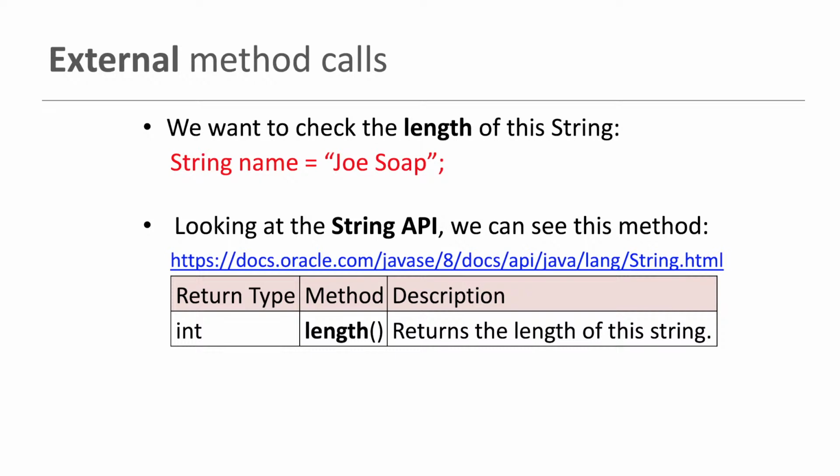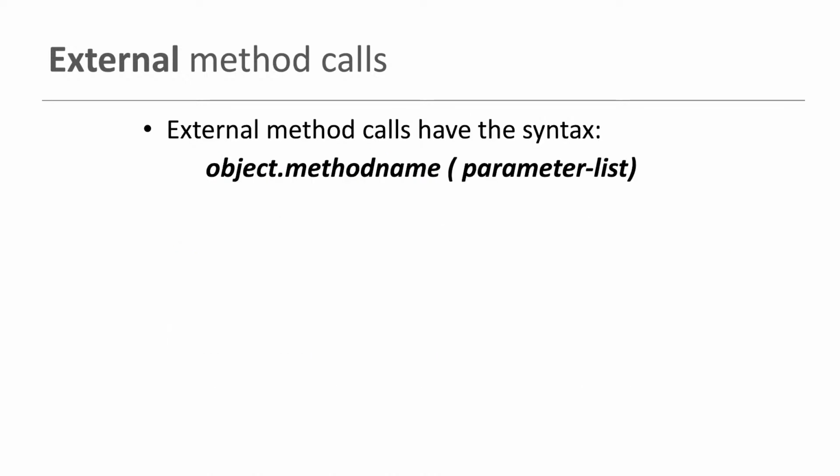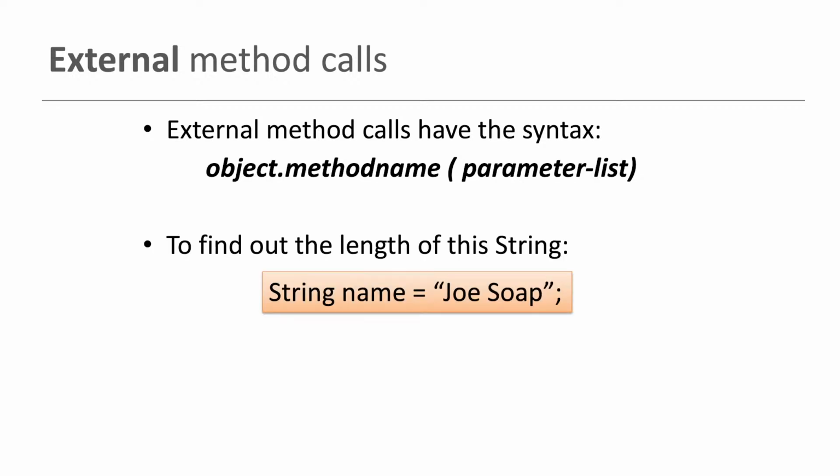Looking at the String API, we can see that we have a length method, which we've just looked at. So how do I call the length method in the String API to work out the length of my variable name? In this case, we're going to make a call to a method of another object. And this is an external method call. External method calls have the syntax object.methodName. To find out the length of the string, String name equals Joe Soap.